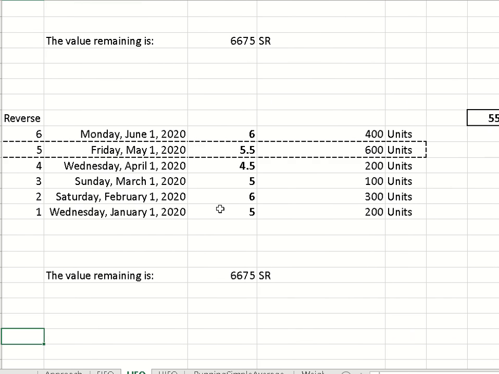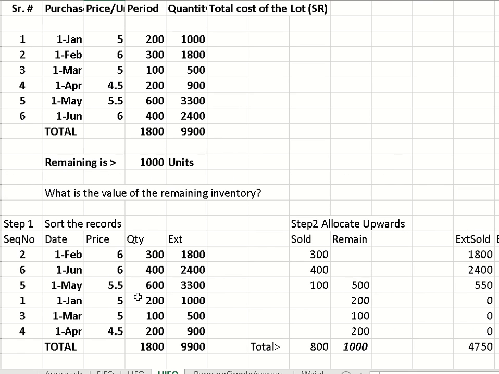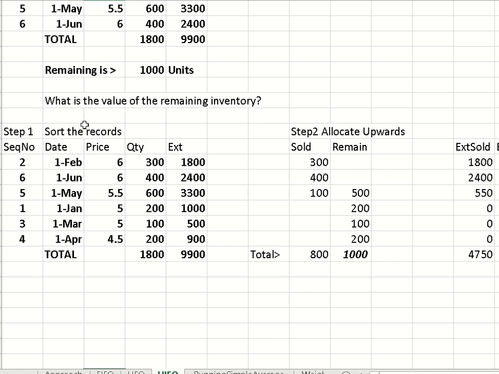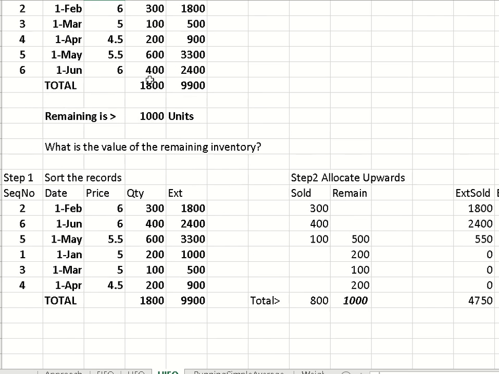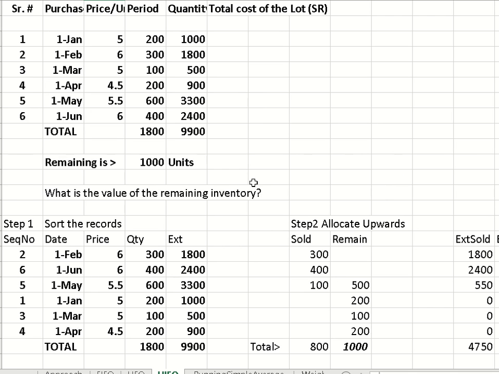And lastly, for the tabular approach, which is approach number 1, HIFO, high price first. So essentially the same, except that instead of sorting by date, you sort based on price. High price first. So suppose the remaining is 1,000 units. So you sold 800 units, right? If the remaining is 1,000 units, how much is that? The sold quantity is 800 units.